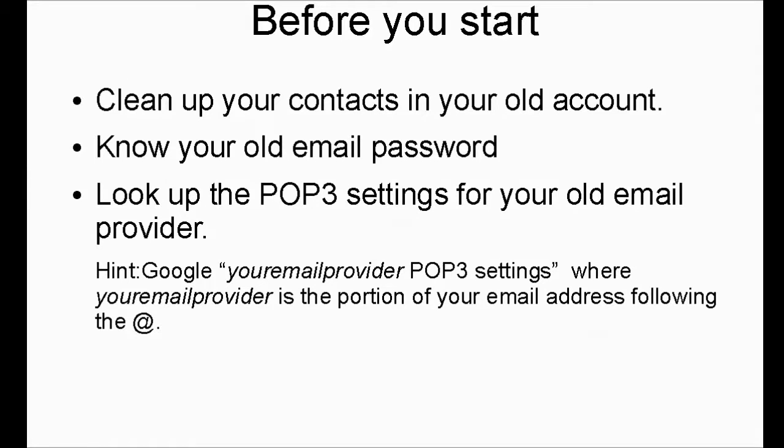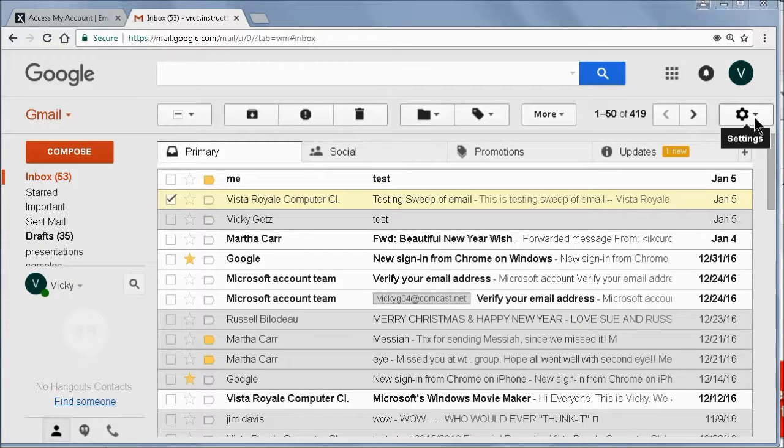Before you start, you're going to need to clean up your contacts in your old account for best results. You've got to know your old email password. I know a lot of you have been logging in for years with dot dot dots and have no idea. Well, you're going to have to figure that out. And then lastly, you might want to look up your POP3 settings for your old email provider. Normally this just works automatically, but you may need these, so I would do this too. Let's see how I did that.